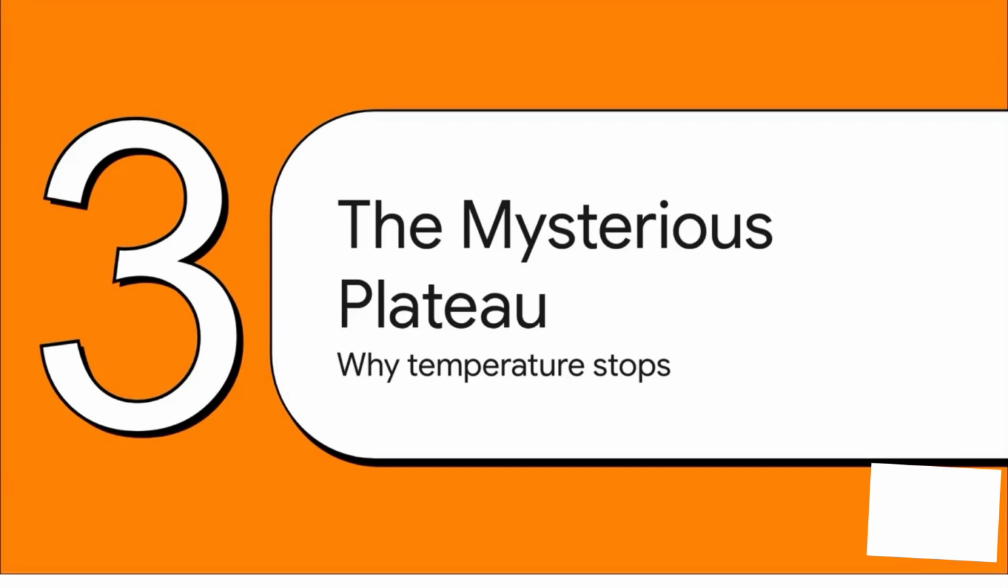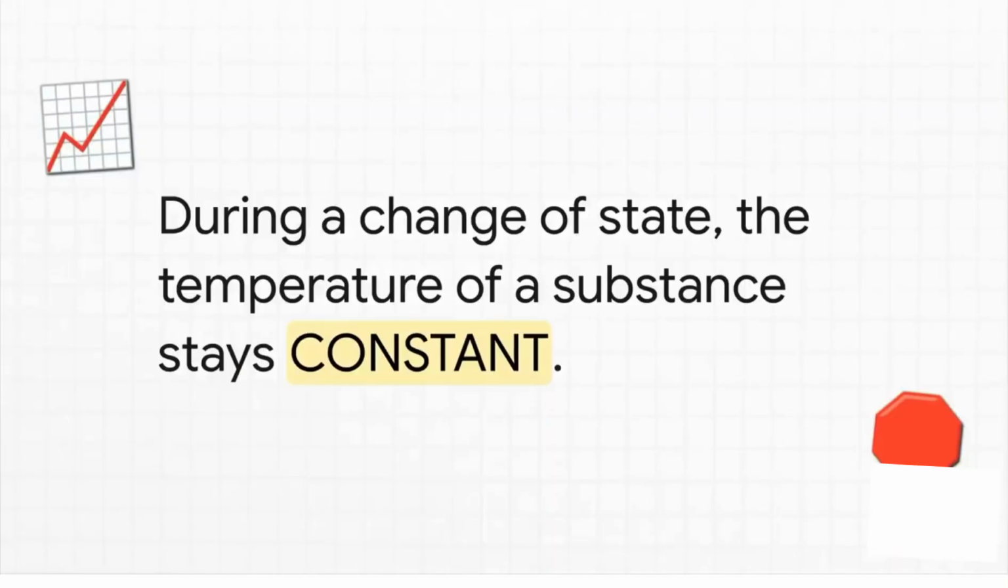If you were to plot this on a graph of temperature against time, you'd see the line climbing, and then suddenly it just goes completely flat. This is the key takeaway. During a change of state, whether it's melting or boiling, the temperature does not change. It stays constant. So as our ice cube is turning into water, even though we are still blasting it with heat, the thermometer stays stuck at 0 degrees.